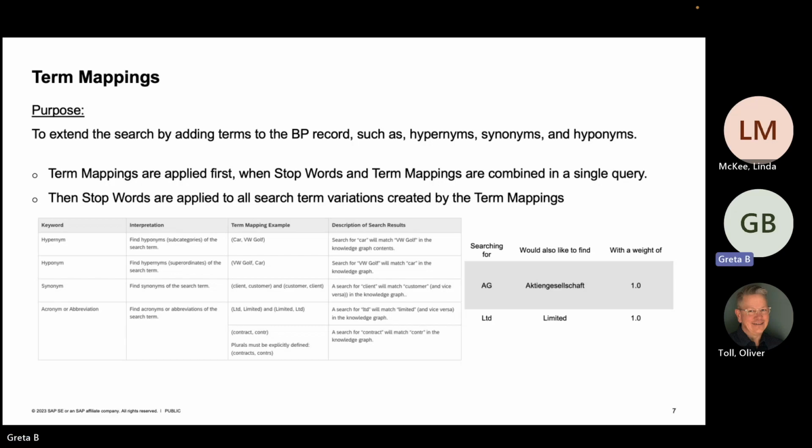It is important to understand that when the stop words and term mappings are combined in a single query, the term mappings are applied first. So I'll state this again because it's important. It is pertinent to know that when the stop words and the term mappings are combined in a single query, the term mappings are applied first. Then the stop words are applied to all the search term variations that are created by the term mappings.